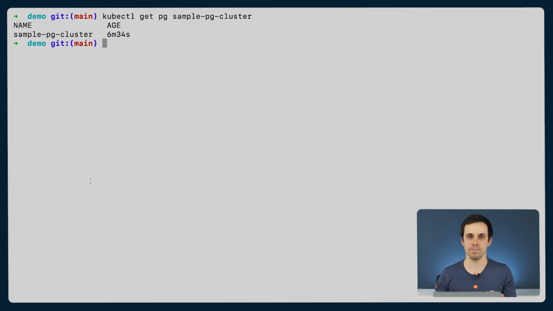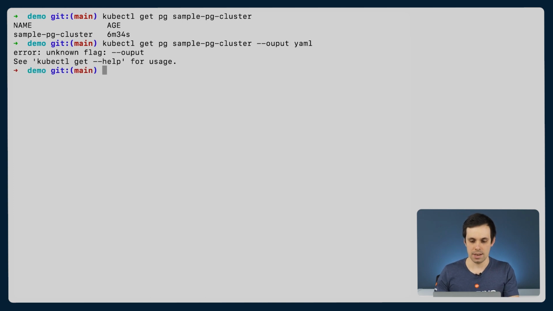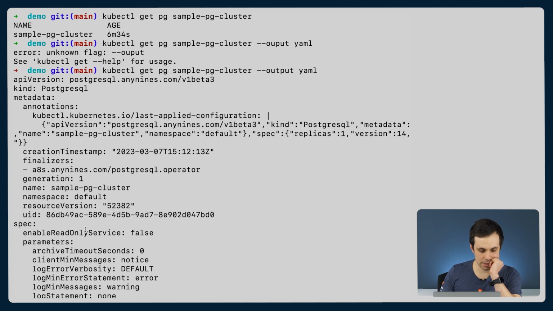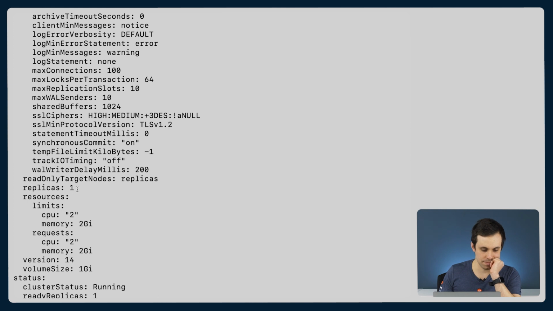So yep, it's there. And if we examine its YAML more in depth, like I'm going to do now, kubectl get pg sample-pg-cluster -o yaml. Oops, sorry, there's a typo. Output YAML. And if we look at the spec, we can see that among a lot of parameters, there's one that says replicas: 1. And if we look at the status, we see that we have one ready replica. So we're asking for one replica, and one replica is running.